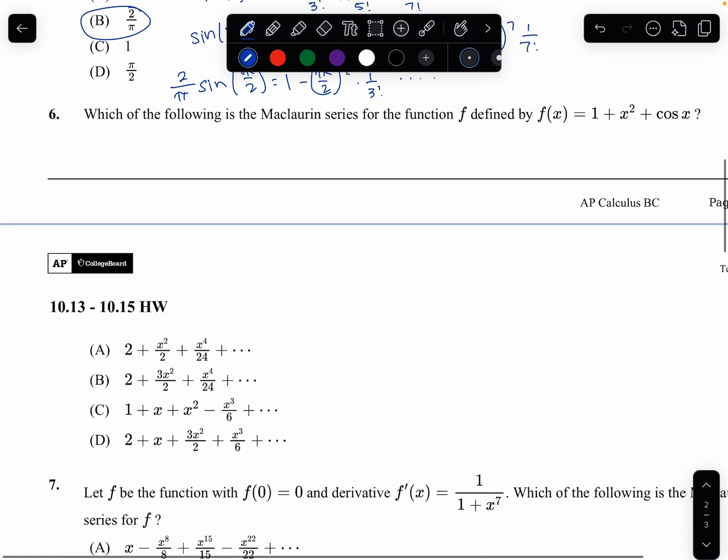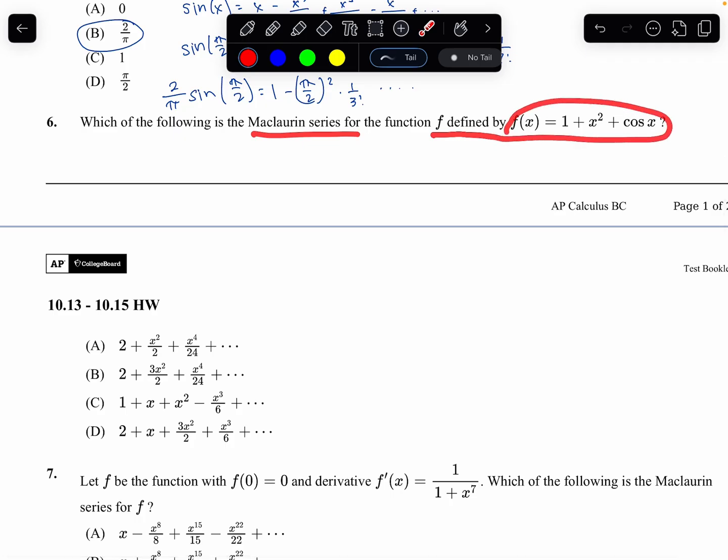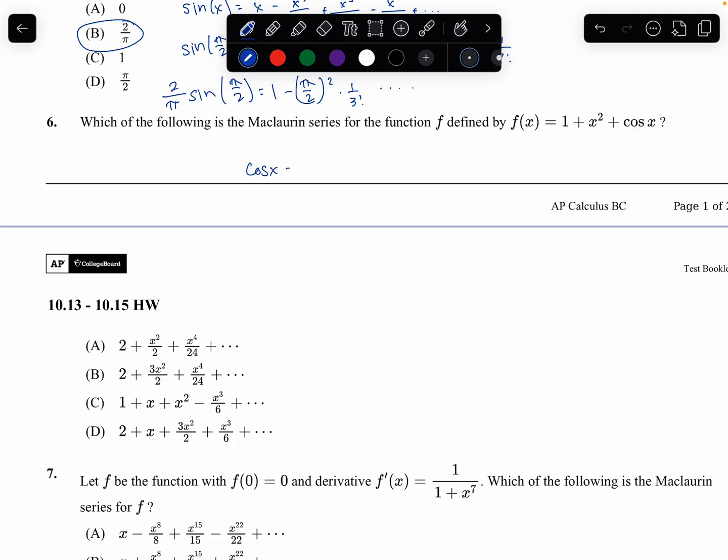Alright, for 6, which of the following is the Maclaurin series for the function f defined here? Notice here that we're using cosine of x, and cosine of x is equal to 1 minus x squared over 2 factorial plus x to the 4th over 4 factorial minus x to the 6th over 6 factorial plus, and so forth. So that's what cosine of x is.